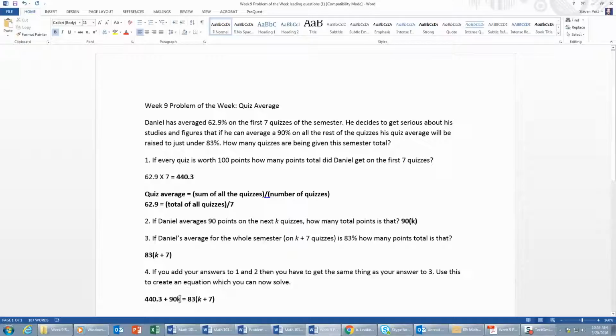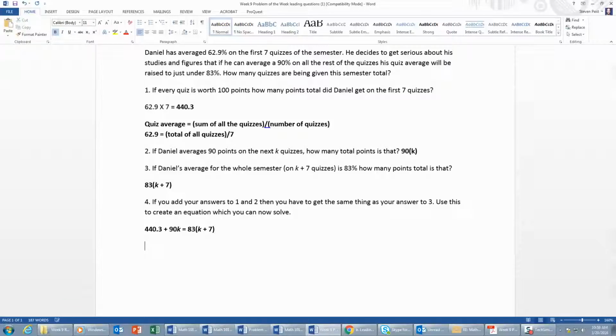And then we use our algebra to solve for k, and I'll leave that to you. Solving for k equals 20.1. Well, how can that be? You can't have 20.1 quizzes. But remember, it said his average is going to be just under 83%, so there must be 20 more quizzes to go, or a total of 27 for the semester. And that's the answer to our question.